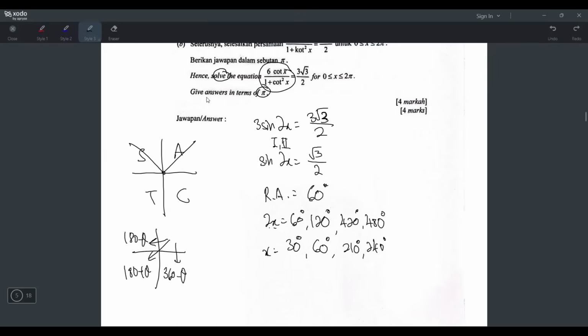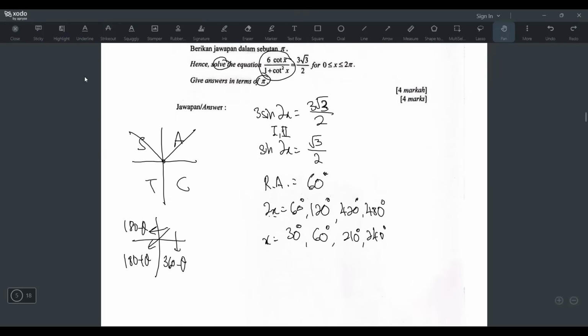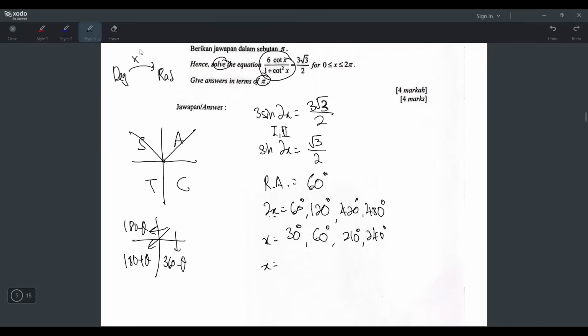Okay, but hold on. They want the answer in terms of pi. If they want in terms of pi, it means definitely they want to convert to radian. How do you convert to radian? From degree to radian, the method is you times pi over 180. But I will not press the pi because they want in terms of pi. So I will just press 30. Like that, 30 times pi over 180.